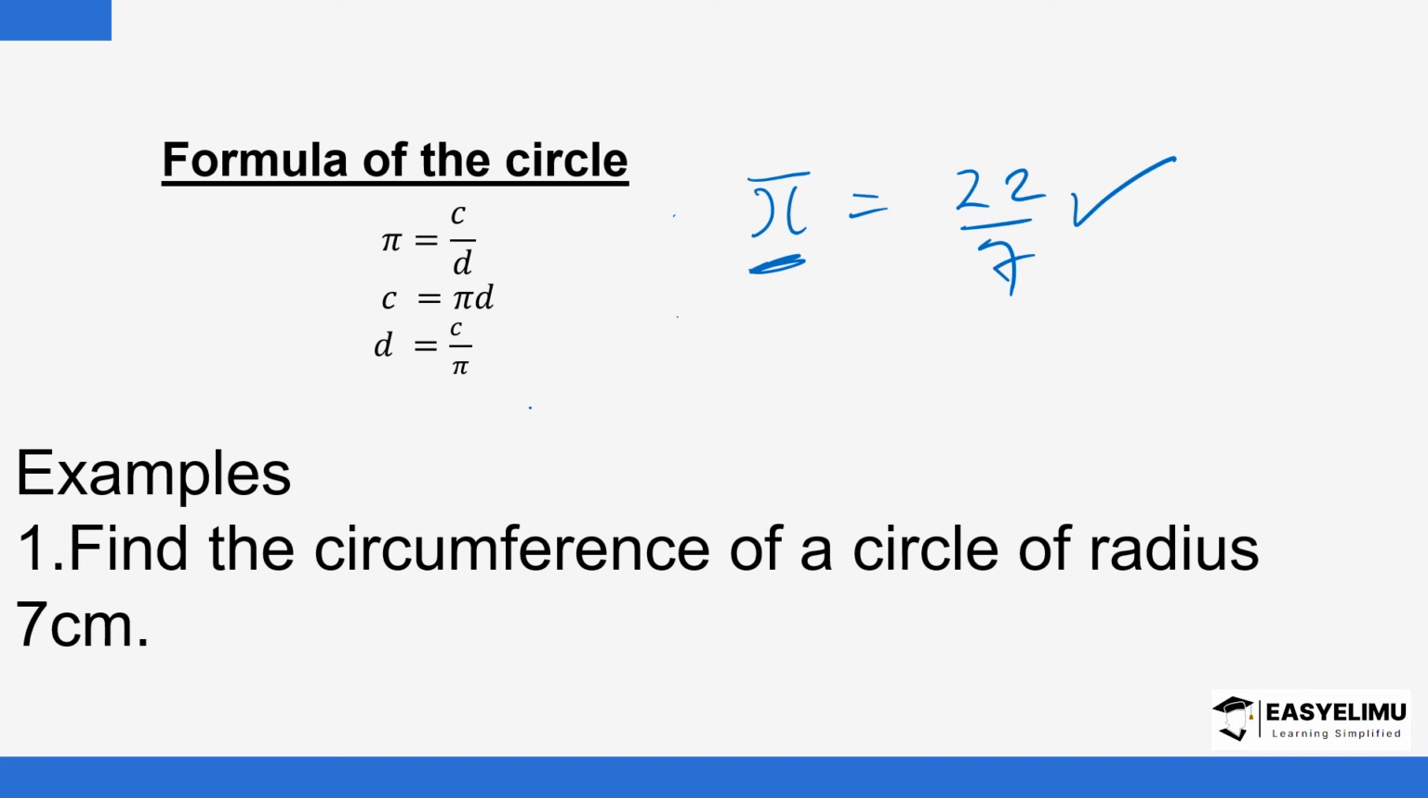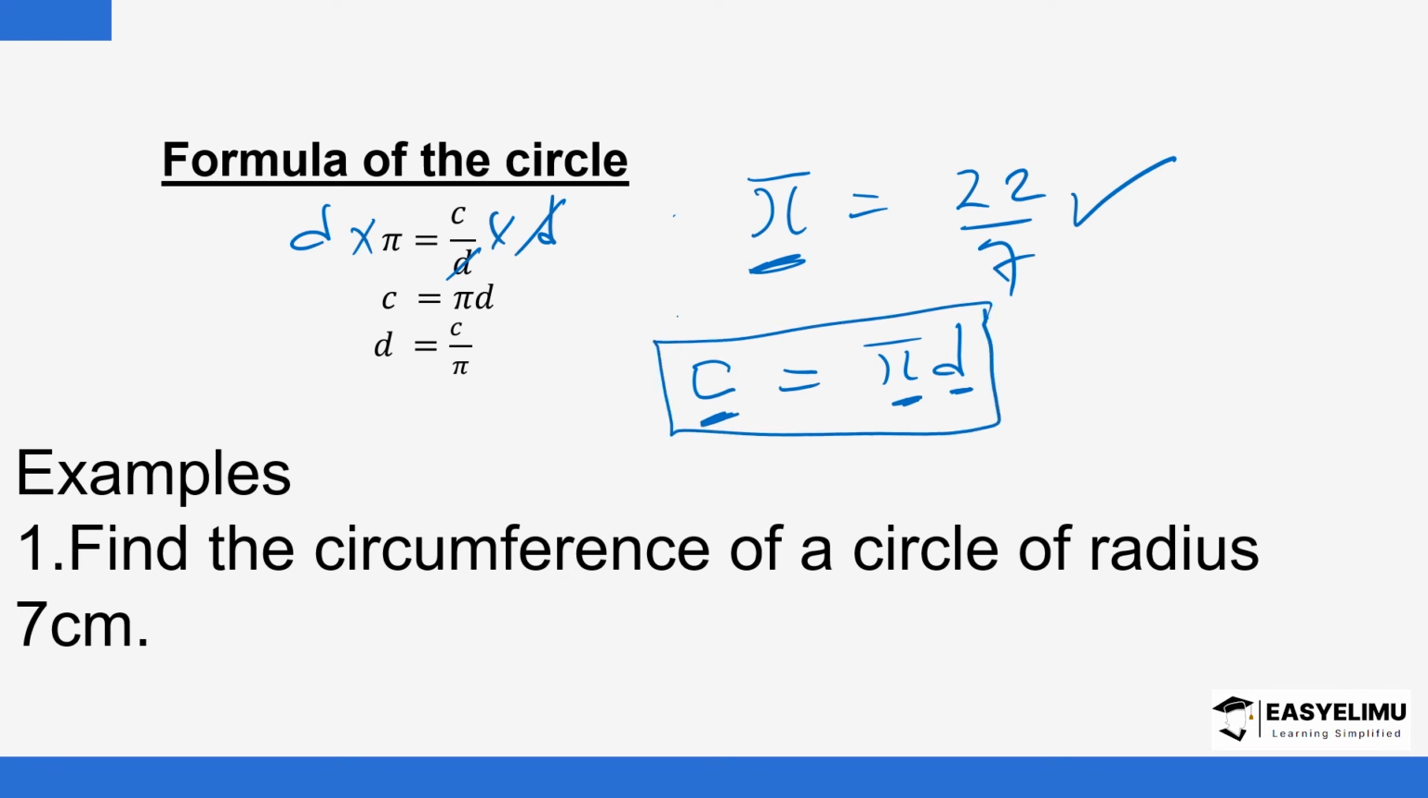So if we multiply both sides by d, d cancels d, and then you realize the circumference is equal to pi d. Here, d stands for the diameter, pi is 22/7, and this is the circumference. So you see already we have the formula that can be used to find the circumference of a circle, basically the perimeter.